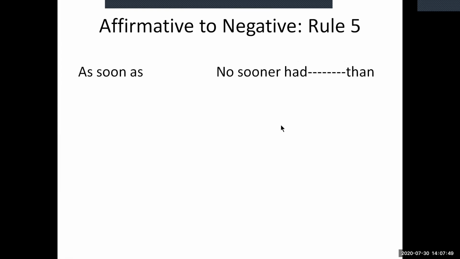Rule 5 is an easy one for students to make negative. This rule states that if there is "as soon as" in a sentence, as a connector or conjunction, we make the sentence negative by using "no sooner had ... than." So let us see an example of the sentence and try to understand this rule.